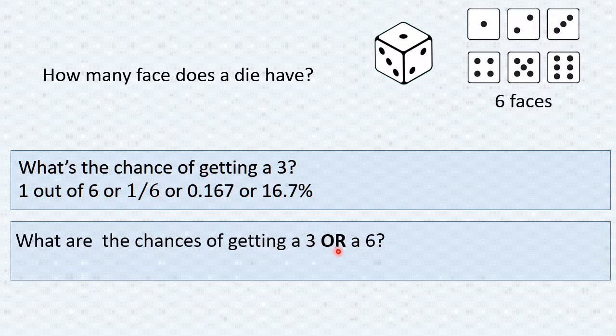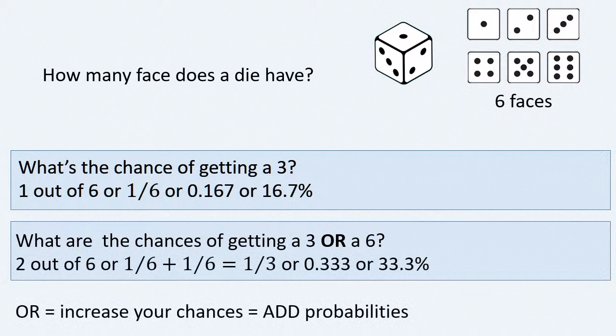Now, what are the chances of getting a 3 or a 6? So now we are increasing our chances of getting what we're looking for. So it is 1 out of 6 for the 3 plus 1 out of 6 for the 6. So the summation would be 2 over 6, or if you simplify this, you get 1 over 3. In decimal form, this would be 0.333, or in percentage form, it will be 33.3%. As you notice, or increases your chances, therefore we add the probabilities.